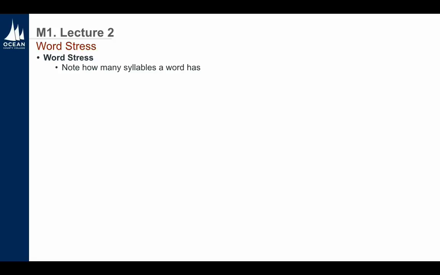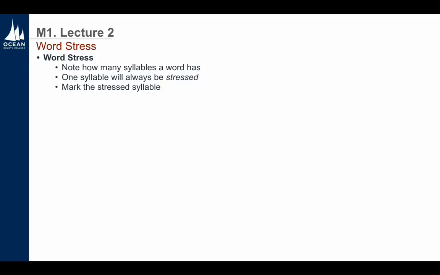The first thing that you need to do is note how many syllables a word has. One of these syllables will always be the stressed syllable. Stressed syllable means that it's pronounced longer and louder than the other syllables in the word. In other words, this syllable is emphasized over the other syllables. And then I would like you to get into the habit of marking the stressed syllable.